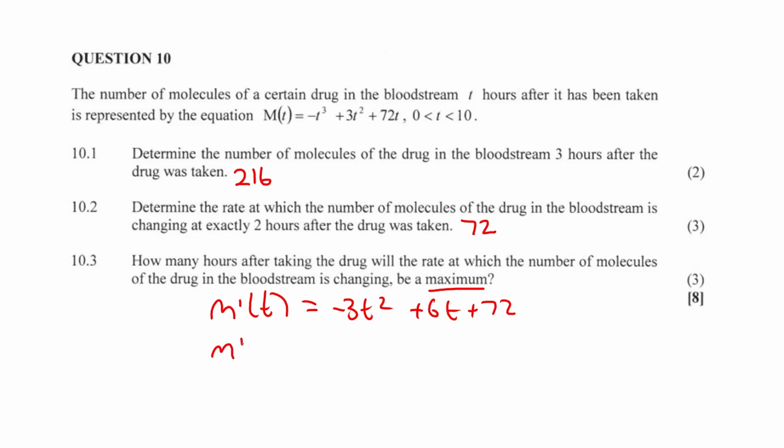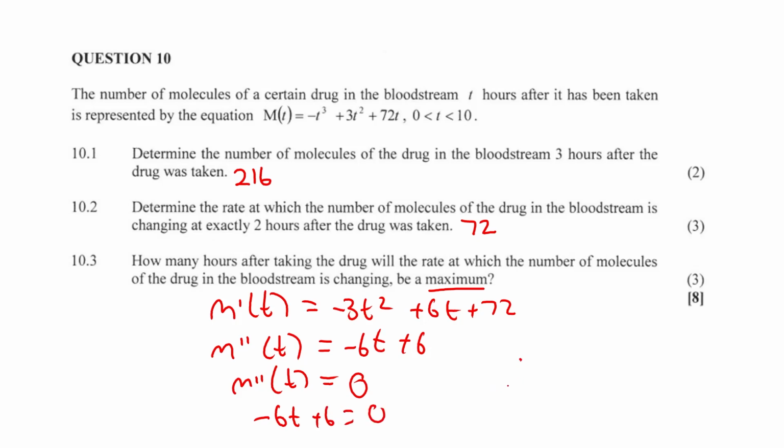To complete our second derivative, negative 3 times 2 is negative 6, 2 minus 1 is 1, so that's just going to be negative 6t plus 6. The derivative of a constant is 0, right? And now we equate our second derivative to 0, and we solve. Negative 6t plus 6 is equal to 0. Therefore, t is equal to 1. And that is the question. Therefore, the maximum rate of change of the number of molecules of the drug in the bloodstream is after 1 hour. How many hours? It's just 1 hour. That's it. That's the question.